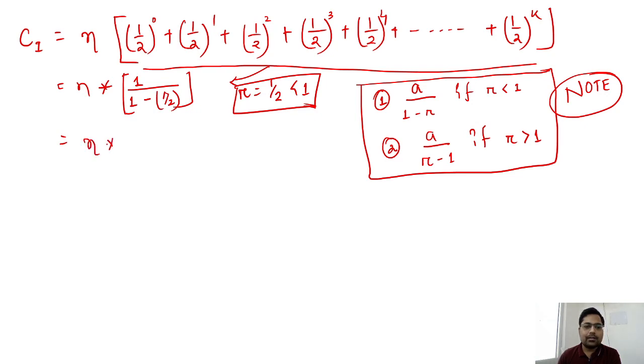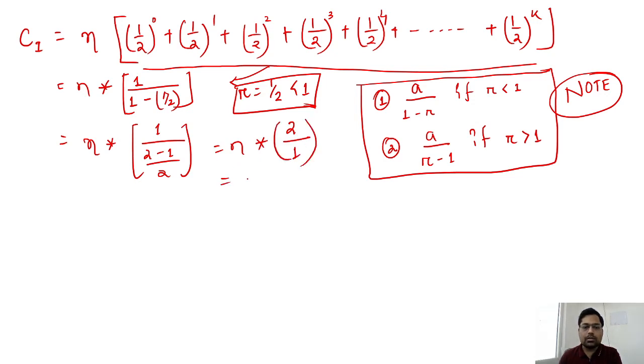To simplify this one, it could be written as 2 minus 1 by 2. Again I'm just simplifying it. 2 will be the upper one, 2 by 2 minus 1 is 1. So it's 2n. Clear? So I'm just writing it, ci is 2n.